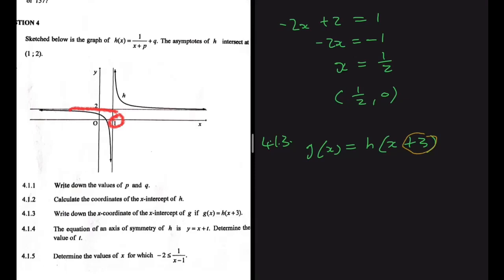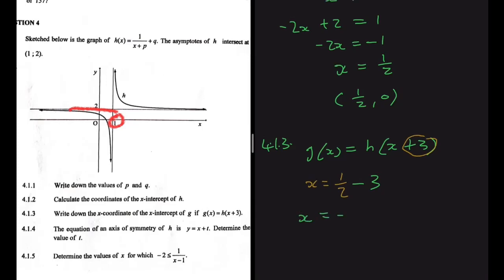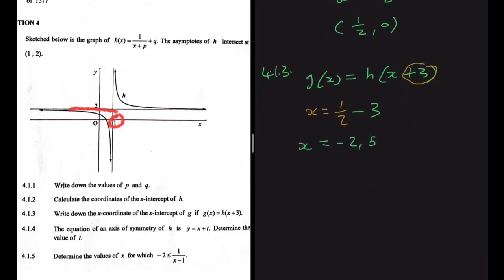So if the x-intercept was at 1 divided by 2, now we have to move it 3 units to the left. How can we move it 3 units to the left? We're going to say 1 divided by 2 minus 3, right? That's exactly what you're going to say. And if we compute this, we're saying that x is equal to 1 divided by 2 minus 3, which will be equal to minus 2.5, right? So the new x coordinate of the x-intercept will be x equals minus 2.5 because we have moved h of x 3 units to the left.